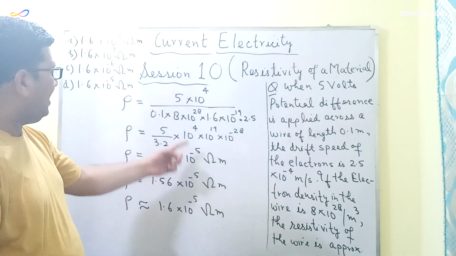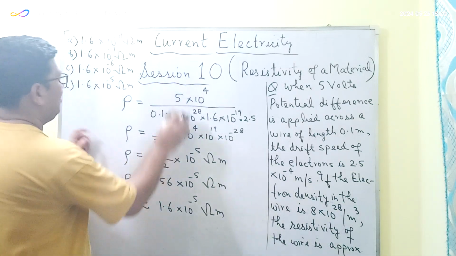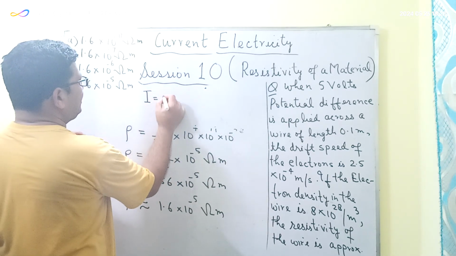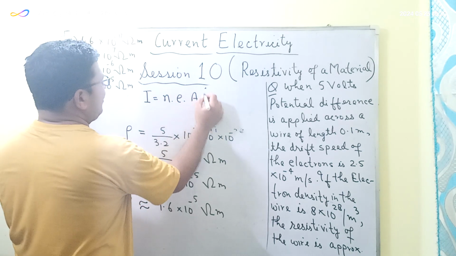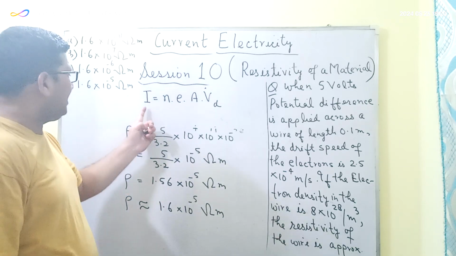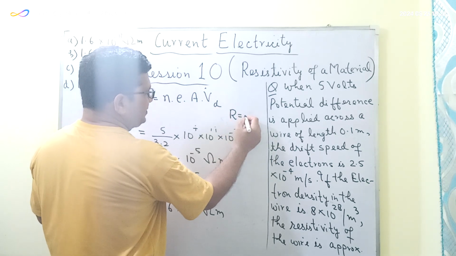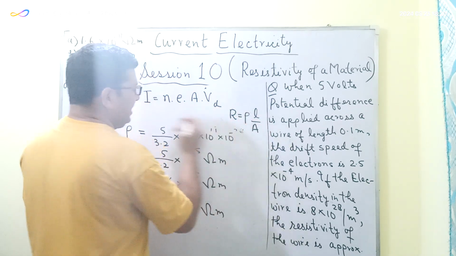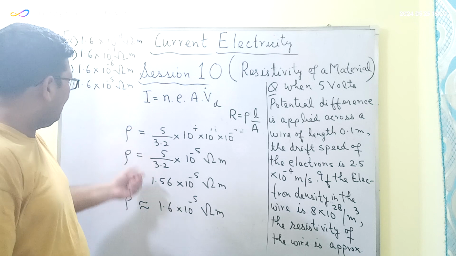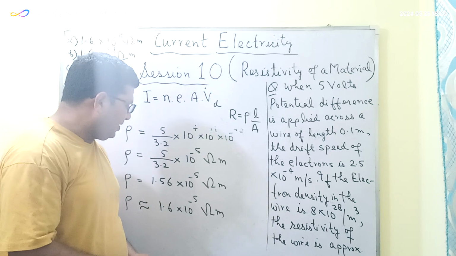In this question the most important thing was that first of all we have to use this equation, that is I is equal to N E A Vd, and thereafter I substituted the value of I as V upon R, and after that we also substituted the value of this resistance as rho L upon A. Okay? So by substituting this value of R in this equation, we were able to find the value of the resistivity, which is approximately equal to 1.6 into 10 to the power minus 5 ohm meter.